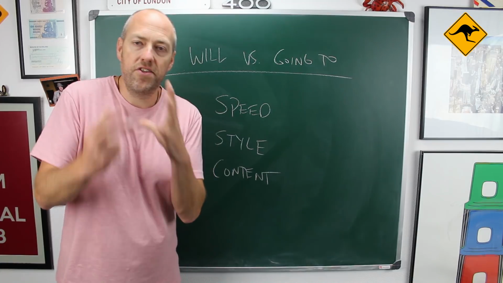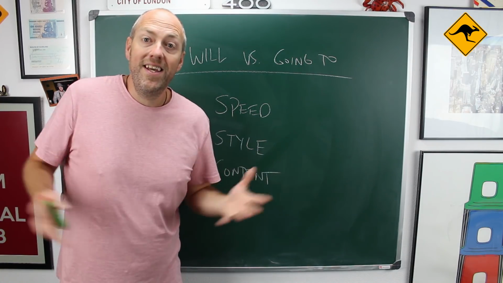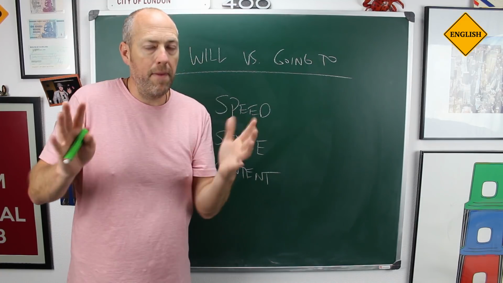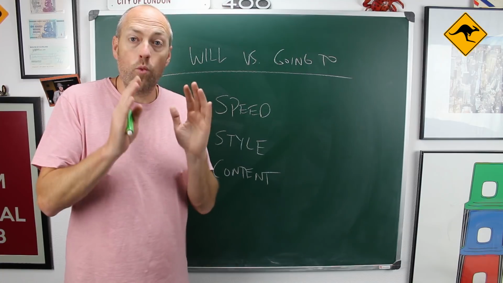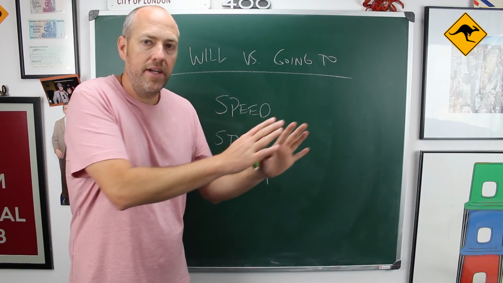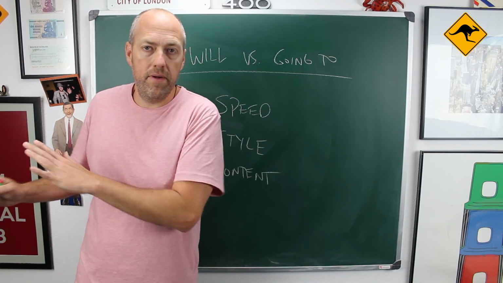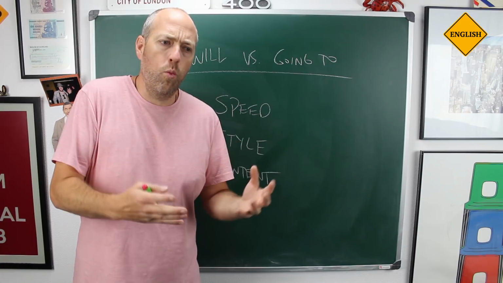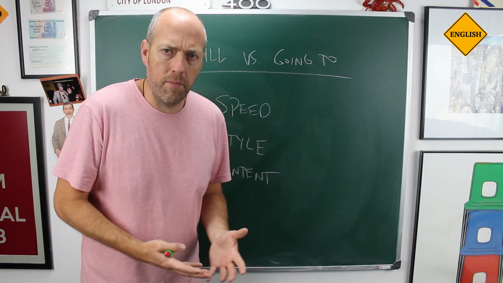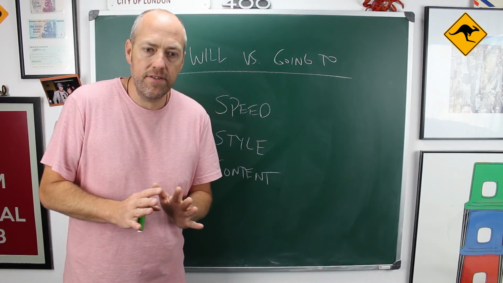The next thing is style. We have the difference between formal and informal styles, among other types of styles. And the research has shown that will is much more common in writing, and the present continuous is much more common in speaking. So it seems that we consider will to be something more formal. So there's that. And then finally, content.